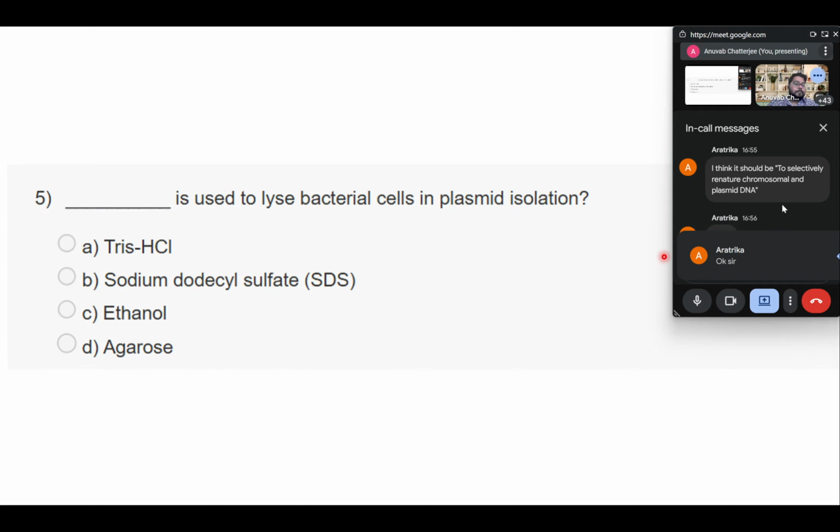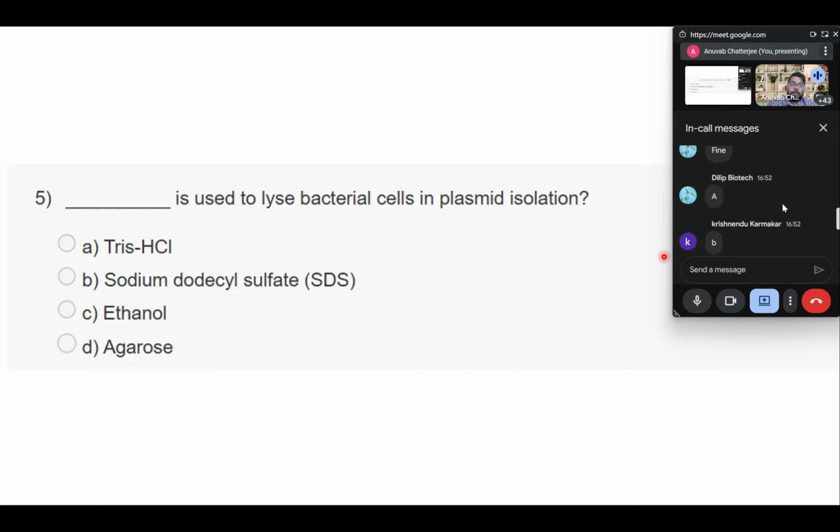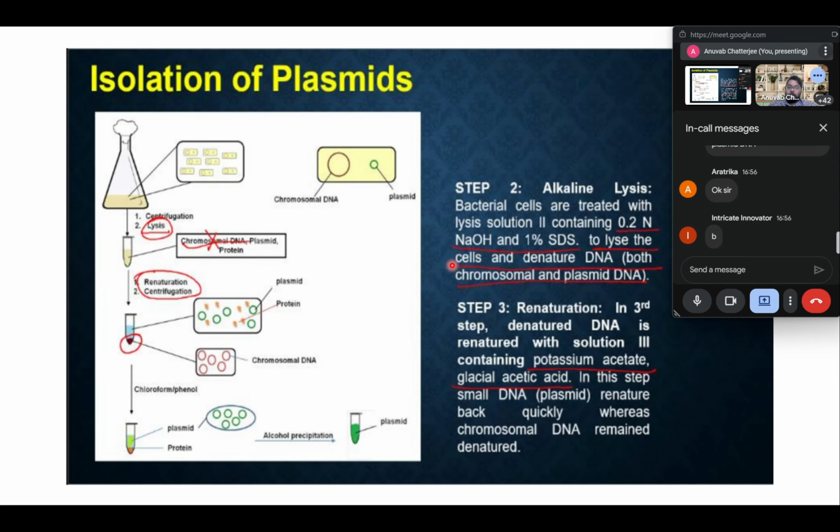Okay, perfect. And we have a billion answers for this. What is used to lyse bacterial cells in plasmid isolation? We have A, Tris hydrochloride, B, which is SDS, a lot of B's. Trisha says A. B, C ethanol, C, SDS, C, B, and B. So a bit of confusion. So let us look at it.